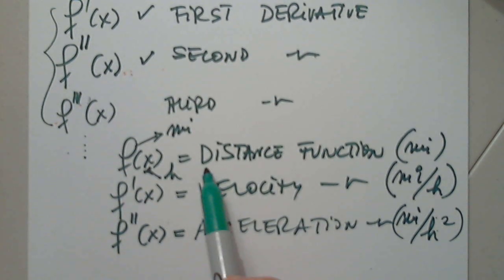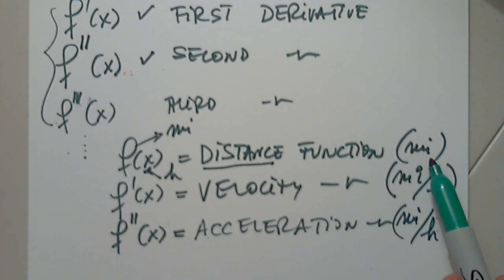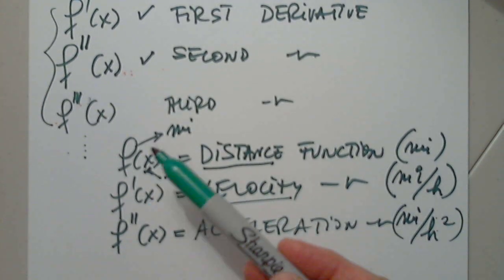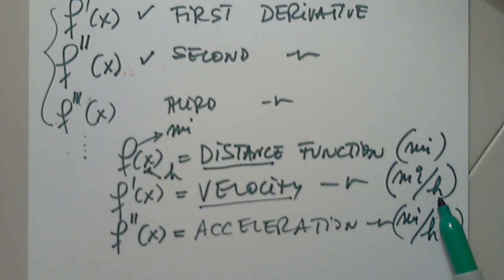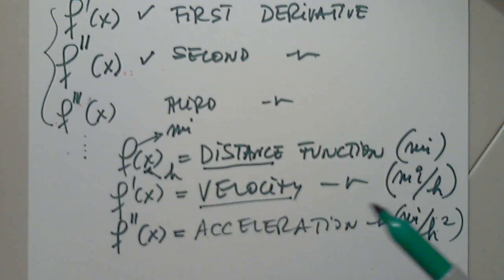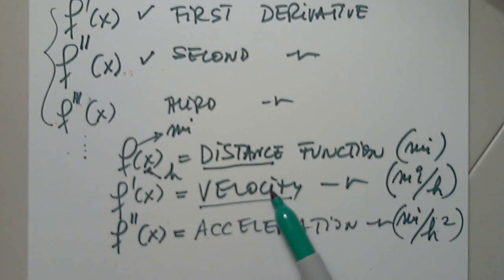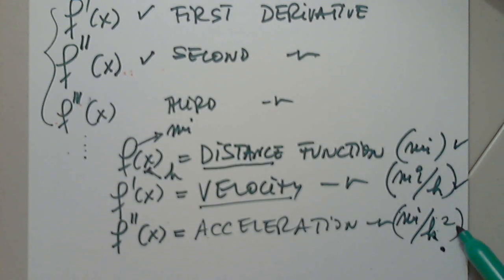So please remember the distance function has a measurement unit composed by one measurement unit, but the velocity is the rate of change, so it's miles per hour. The acceleration, rate of change of this, they cannot have the same measurement unit. This is the rate of change of distance, and this is the rate of change of velocity. So we have the measurement unit for velocity divided by the measurement unit for time. So please remember these have to be three different measurement units.